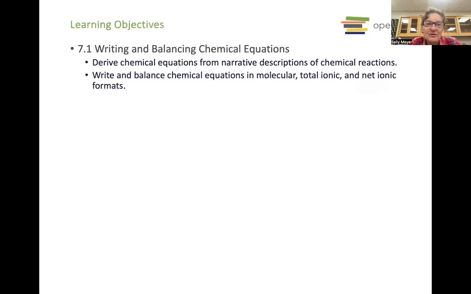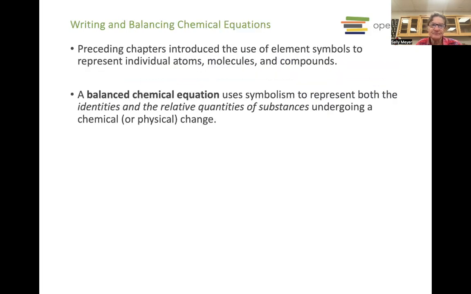So if we want to learn about writing and balancing chemical equations, we're going to derive chemical equations from narratives. If you're given a reaction, for example, methane reacts with oxygen to form carbon dioxide and water, you'd want to be able to take those words and translate them into a chemical equation that would describe that reaction. So we'll learn how to do that. We'll write and balance chemical equations in molecular, ionic, and net ionic forms. It sounds like we have a lot to learn because we haven't really talked about those ideas yet.